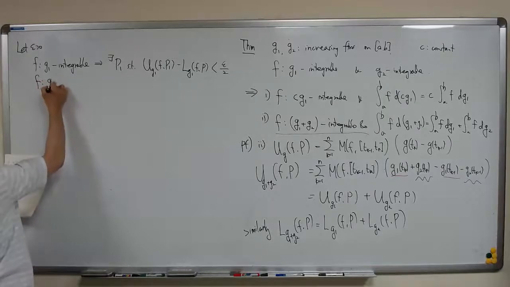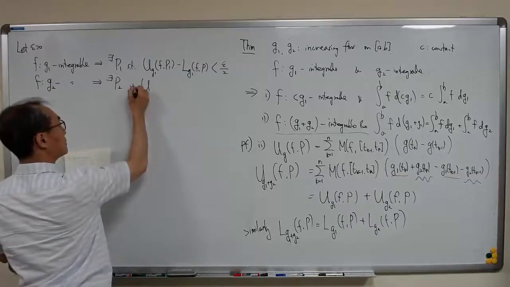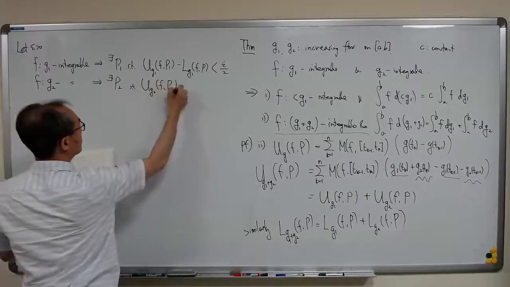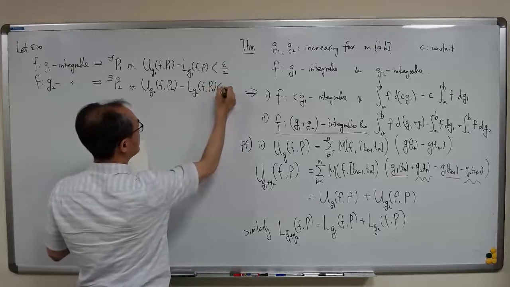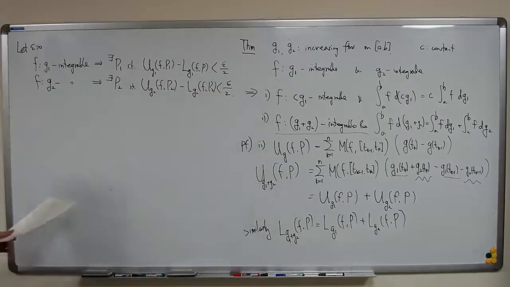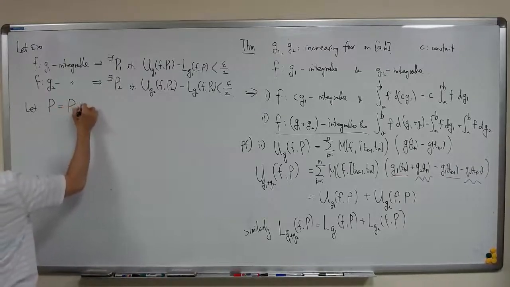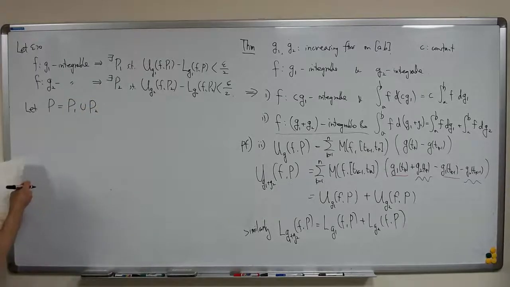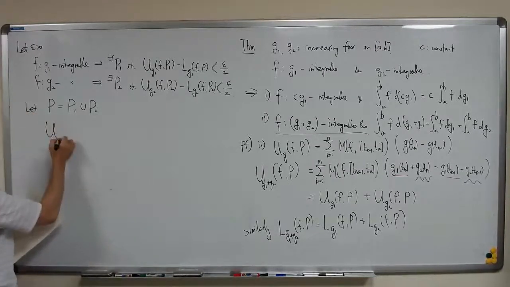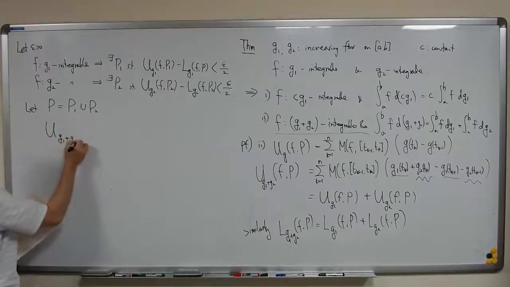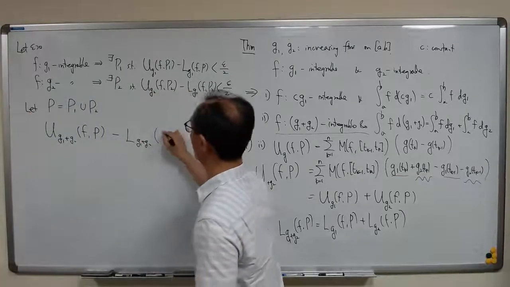If we have another integrability, the function f is also g2 integrable. That implies the existence of another partition P2, such that the difference between the upper sum and the lower sum with respect to g2 over partition P2 gets smaller than half of epsilon. Right? And by taking the union of those two partitions, P1 and P2, we're going to compute the difference between the upper sum with respect to the sum of two functions over the union partition and the lower sum with respect to the sum of two functions.